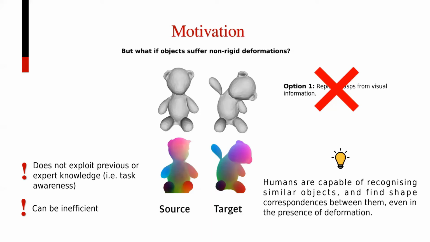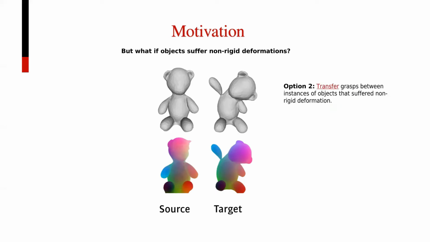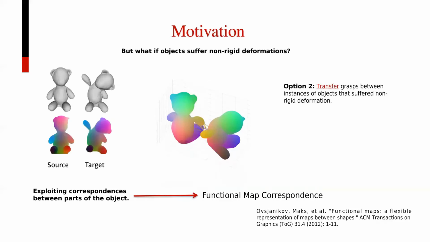As humans, we're capable of recognizing similar objects and similarities between objects, and we can find correspondences between different parts of a shape, even in the presence of deformation. Thinking of that, we can think of a second option, which is to transfer grasps between instances of objects that have suffered non-rigid deformation.